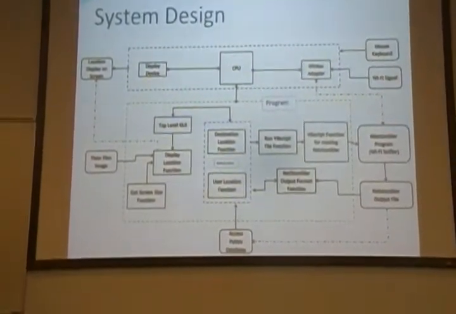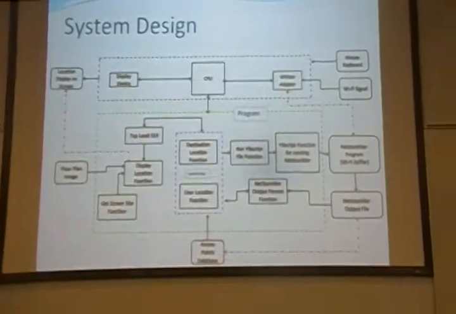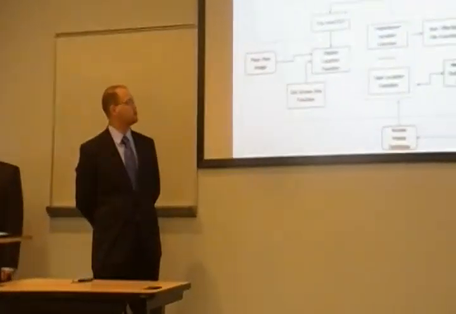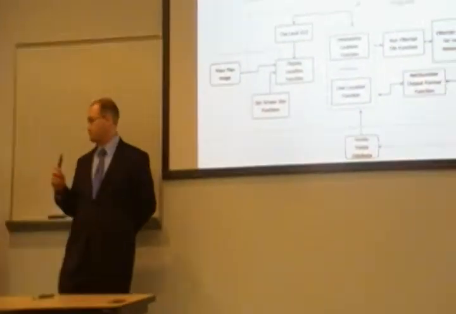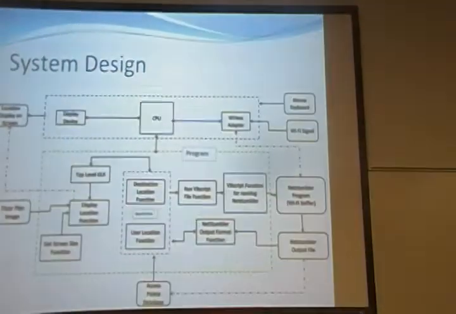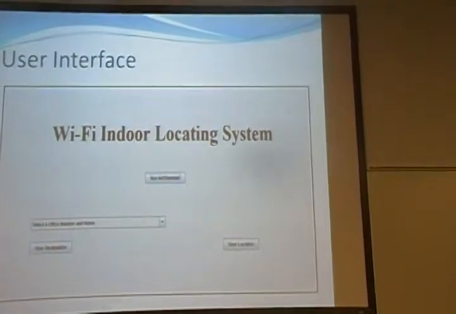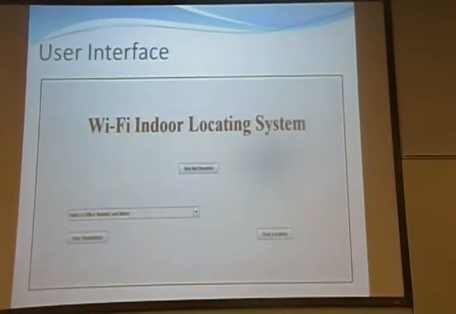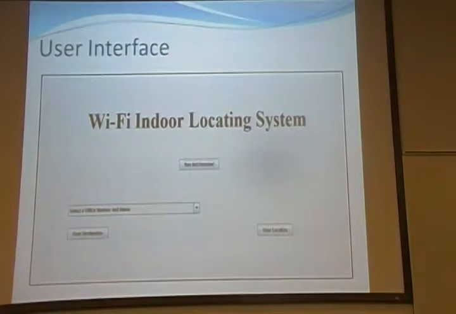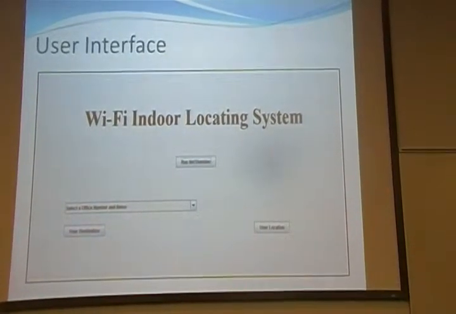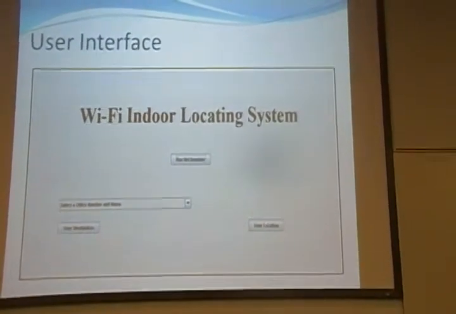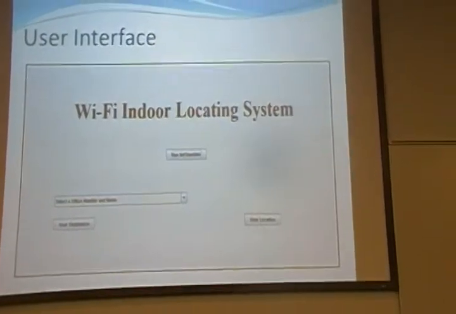All these classes are essential, but they do not allow for interacting with the user, which is what the graphical user interface is for. Based on the system design, we built the Wi-Fi indoor locating system. This is our interface for the system. I will explain how to use our system.